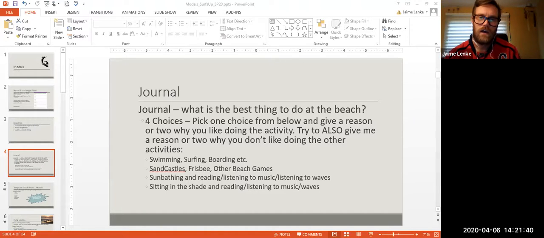And then also, maybe if you have time, try to give a reason why you would not want to do one of the other things. Like, I don't want to go surfing because it's dangerous, and I don't like to get in the water because I don't want to get wet or something like that. Does that make sense?